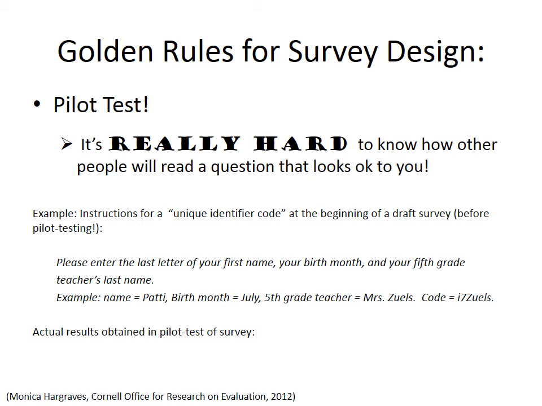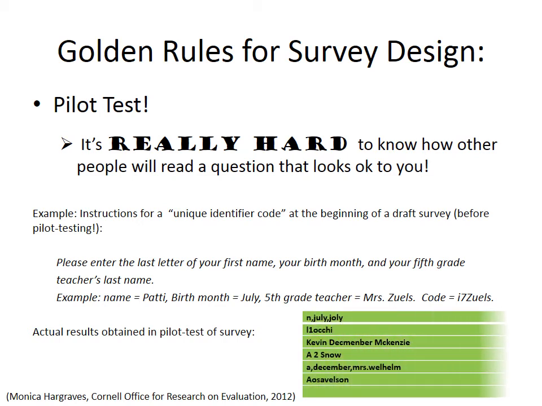In this real-life example, the prompt to have people generate their unique identifier code was: enter the last letter of your first name, your birth month, and your 5th grade teacher's last name. And this is what people actually came up with, which is just a random stringing together of letters and words. That is not going to help the people administering this survey. If they had pilot tested it ahead of time, they would have realized, oh, we need a different way to deal with this pre-post matching issue.